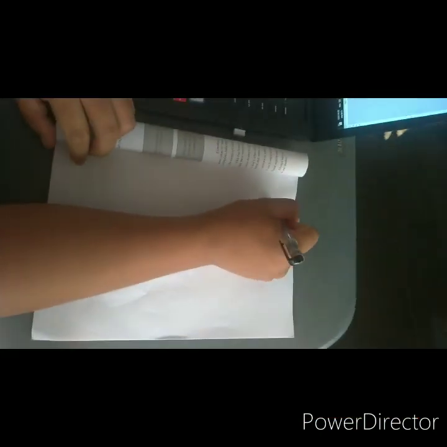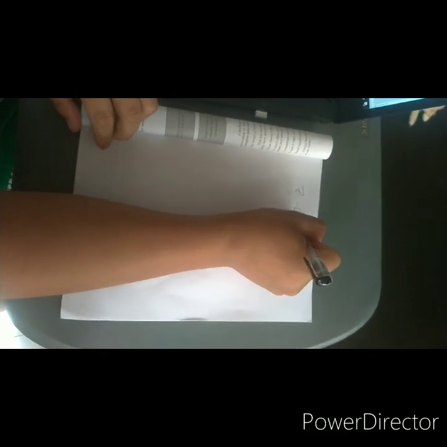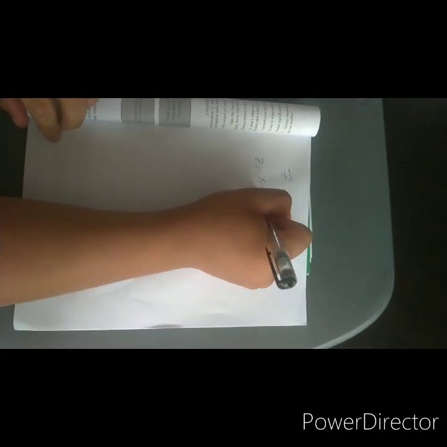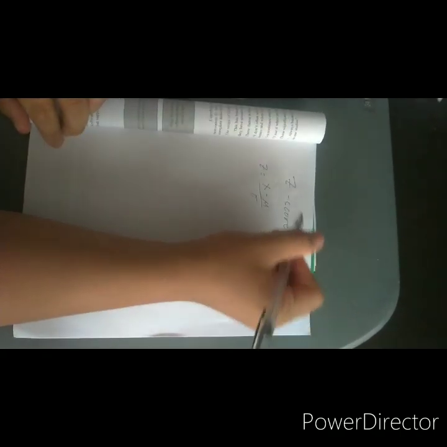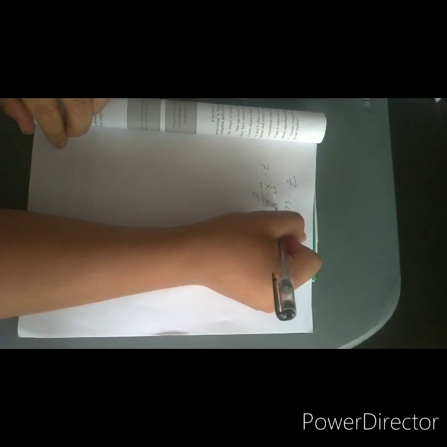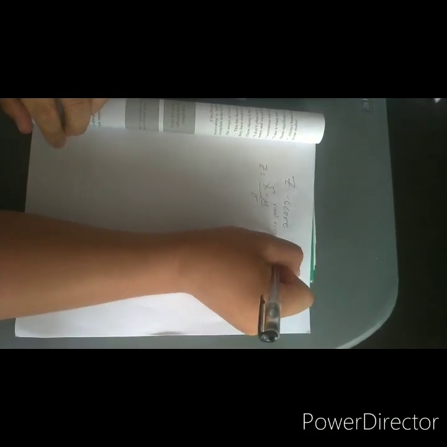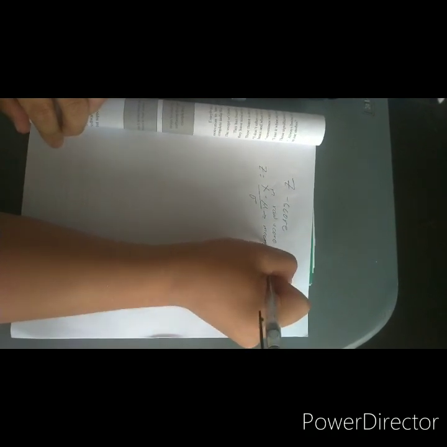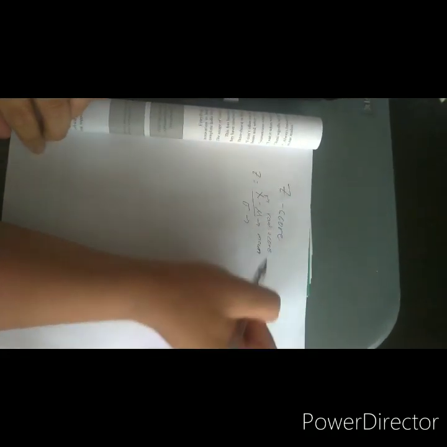Now we will be having the z-score. The z-score is equal to x minus the mean, all over the standard deviation. X here is the raw score. Mu is equal to the mean, and sigma is the standard deviation. Before we solve, let's first understand what the z-score is.